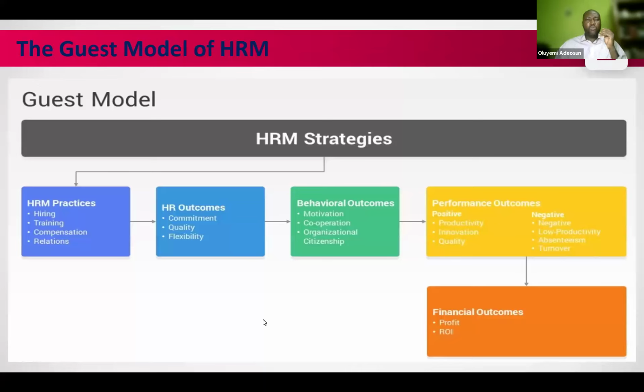Now, I will move on to the second model. The name of the second model is the best model of HRM. HRM means human resource management. The name of the model is what? GUEST. You can see the diagram of the GUEST model. We'll come back in a bit to the diagram. Okay. Let me see.